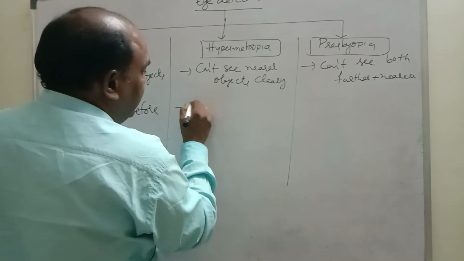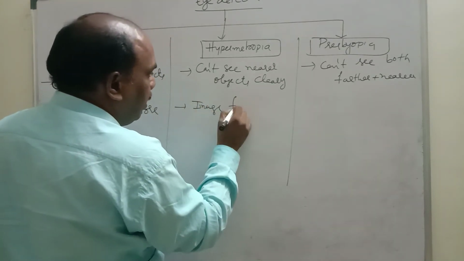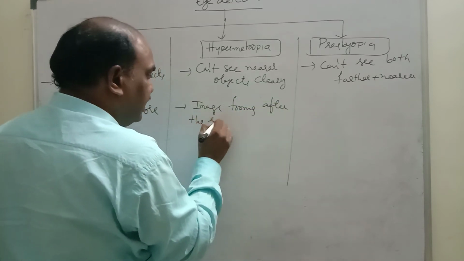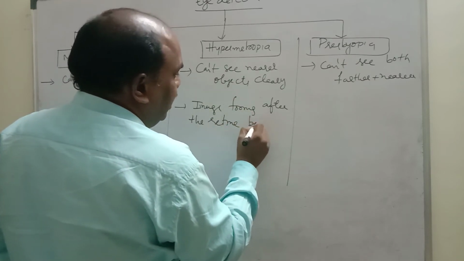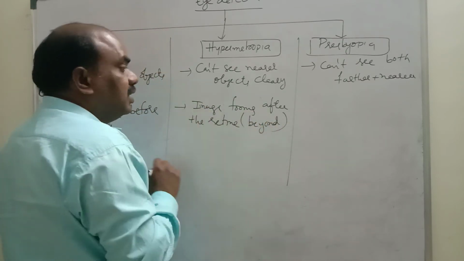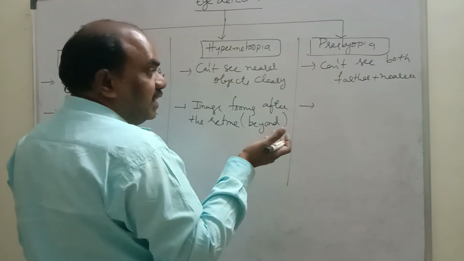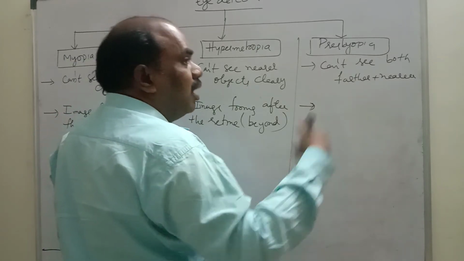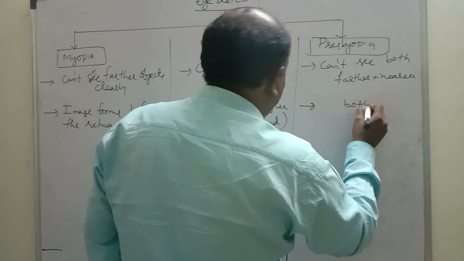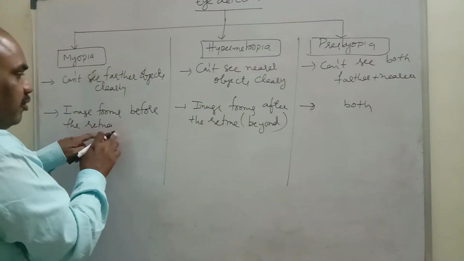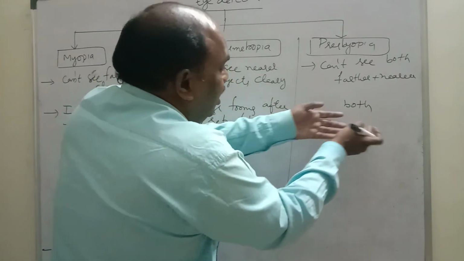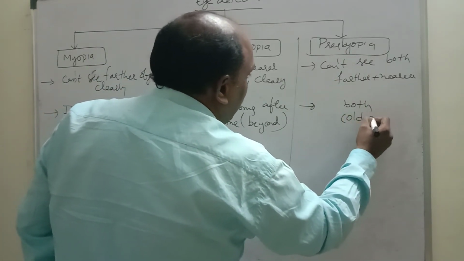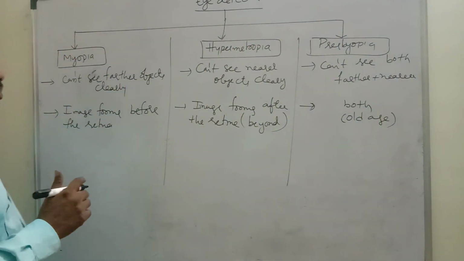Here, where does the image form? After the retina, or beyond the retina. In presbyopia, if you see a farther object the image forms before the retina, and if you see a nearer object it forms behind the retina. That means both cases are applicable. This happens in old age people. In old age people, generally we can see presbyopia.